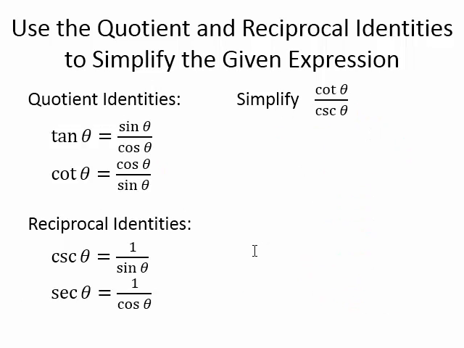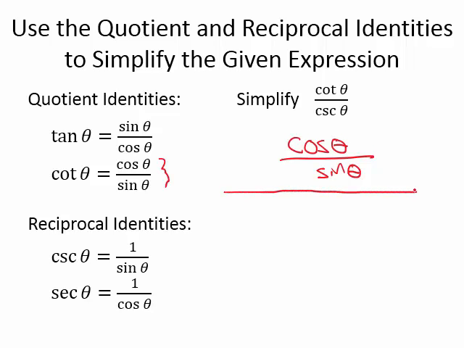Alright, here's another example. Go ahead and pause the video, work it out, and press play when you're ready to see the answer. So again, we're going to try to simplify it, and again, cotangent will typically be split up into cosine over sine. So we're going to split this up into cosine theta over sine theta divided by, I'm going to use a huge divide by symbol, over cosecant. Now cosecant can be split up into 1 over sine theta.